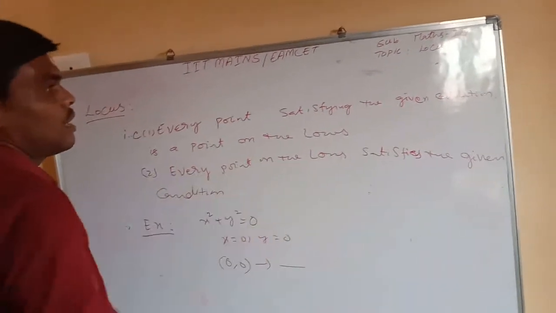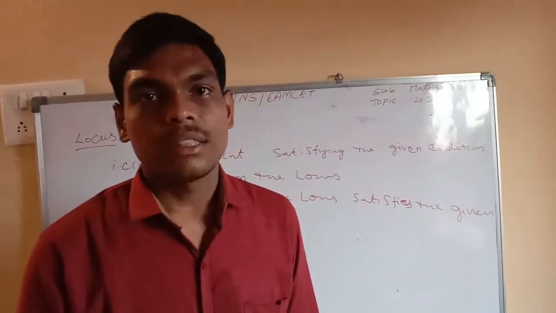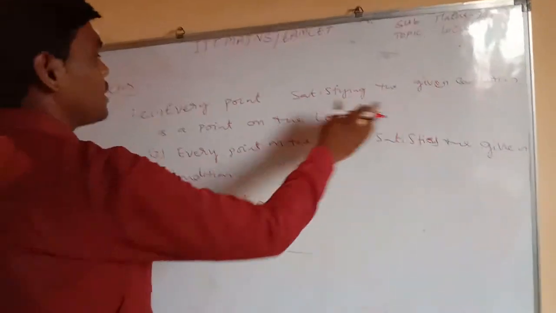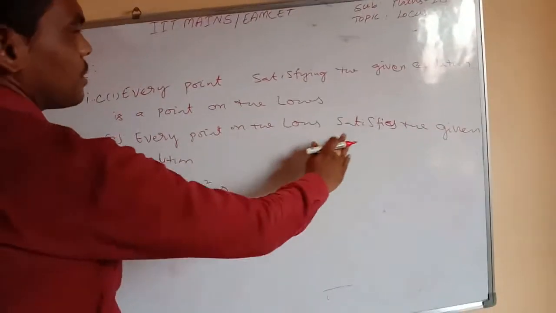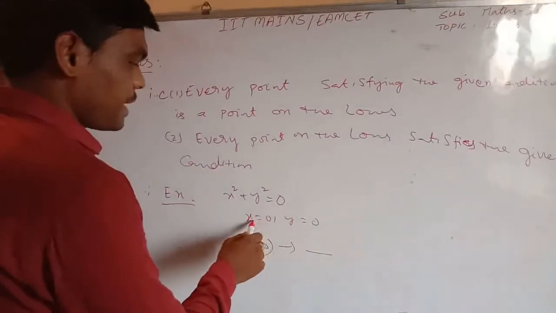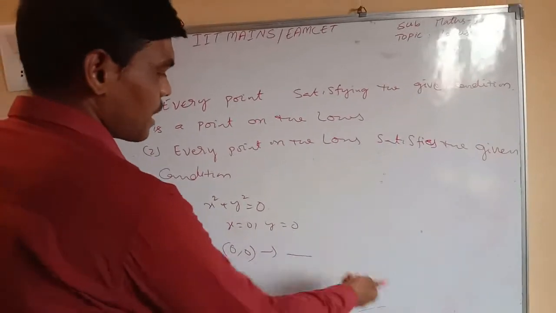Now I repeat, locus is the set of points that satisfies the given consistent geometric condition. That means every point satisfying the given condition is a point on the locus, and every point on the locus satisfies the given condition. Example: x square plus y square is equal to 0. Here x is 0, y is 0. There is only one point, (0, 0), that satisfies the given condition.